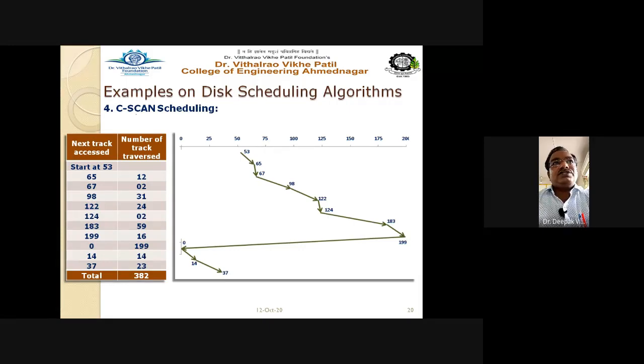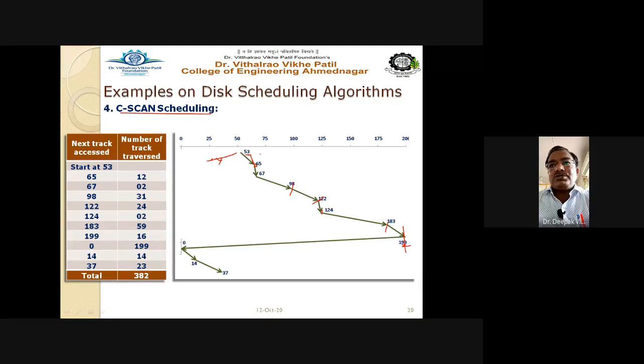In the C-SCAN algorithm, one important point we have to remember is that it will always move toward the higher number from the current location. The higher number is 65. It will move to 65, and it will not move to 14 here. See this point. In circular scan, always remember that it will move toward the greater number as compared to the current head position. 67, then 98, 122, 124, 183, and 199, which is the end of the disk.